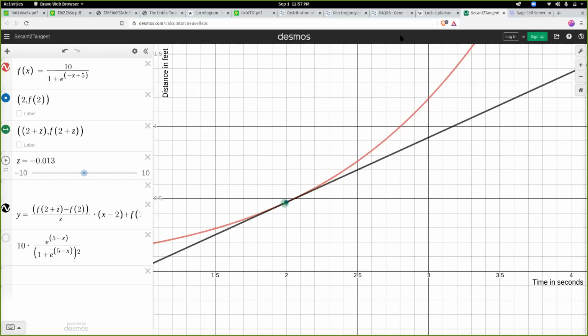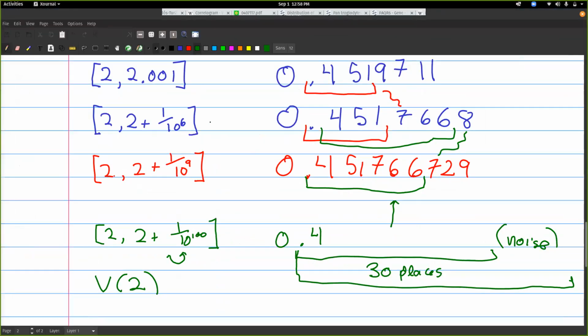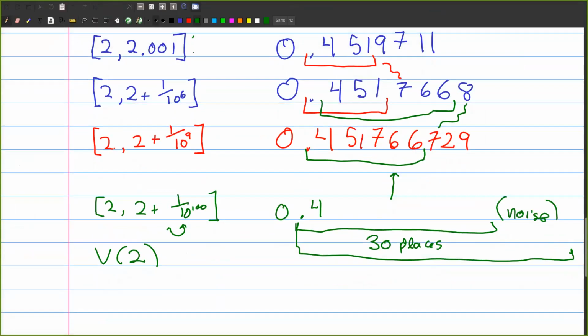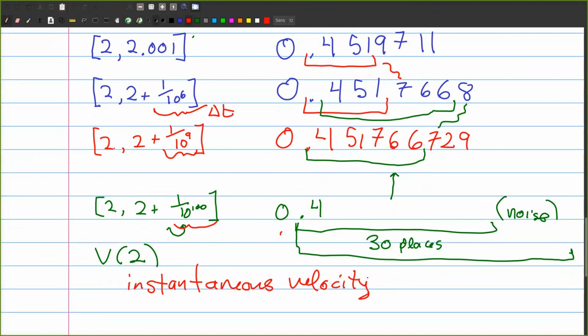Let's turn this off. Let me just remind you here. We were numerically letting this delta t value get smaller and smaller. So in this stuff that we were doing here, this is delta t. So delta t was getting smaller and smaller and smaller. And as delta t shrinks, the average velocity becomes the instantaneous velocity. So this is the true instantaneous velocity at time t equals 2.